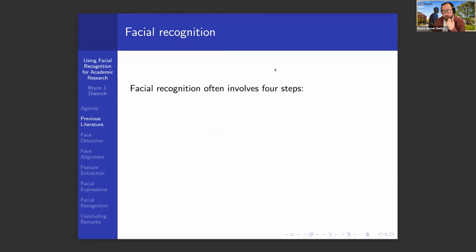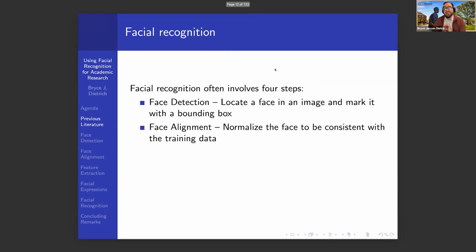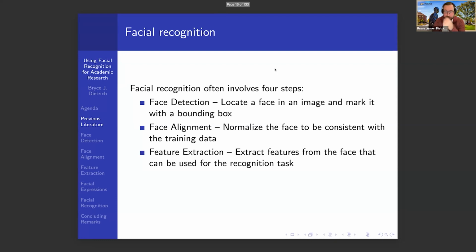So generally speaking, facial recognition involves four steps. Face detection, which is locating a face in an image and marking it with a bounding box. I'll show examples of that here in a second. Face alignment, which is normalizing the face to be consistent with training data. As we'll find out, one of the challenges with facial recognition is that the data sets that we use to train facial recognition models are not necessarily the faces that we see in the quote unquote real world. And so the face alignment step is a normalization step to make the faces that we see in the real world line up with the training data that we used to build the algorithm.